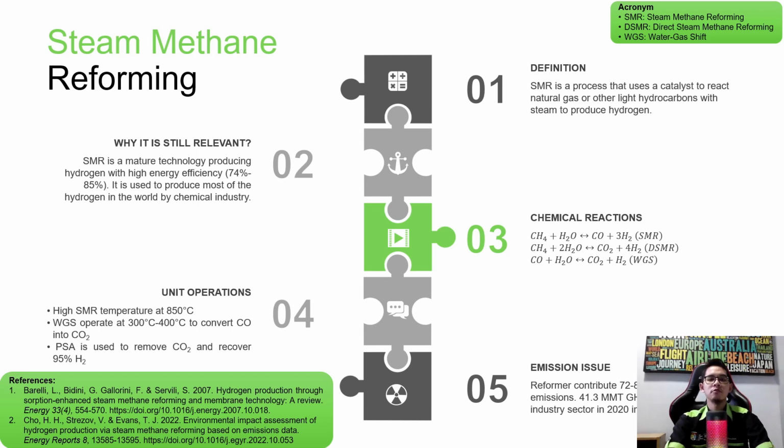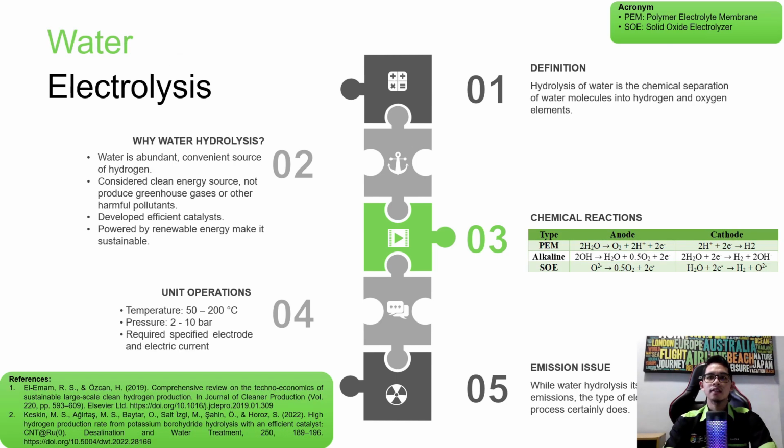The emission issue of the SMR process is that the reformer contributes up to 80% of the greenhouse gas emissions. This is proven in the industry sector in the US in 2020, where the GHG emission produced was approximately 41.3 metric tons. The next selected hydrogen production method is water hydrolysis.